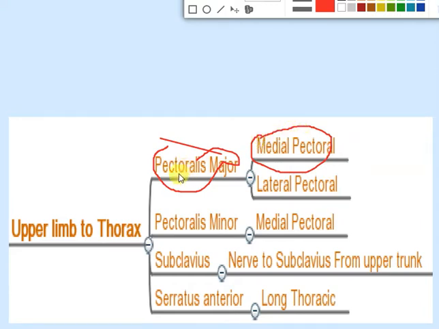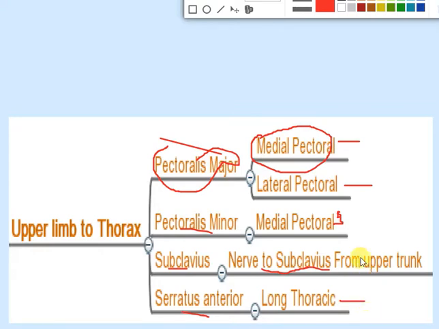For example, pectoralis major is innervated by the medial pectoral nerve and the lateral pectoral nerve, while pectoralis minor is innervated by whom? The medial pectoral nerve. So that nerve name, you finish it yourself. Subclavius muscle is innervated by whom? The nerve to subclavius from the upper trunk. And then serratus anterior is innervated by the long thoracic nerve.